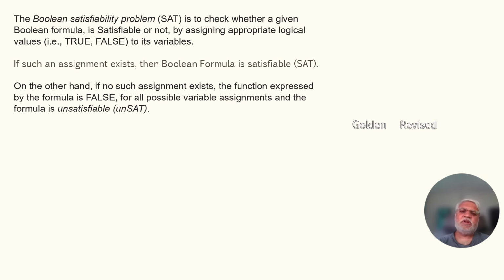The Boolean satisfiability problem is to check whether a given Boolean formula is satisfiable or not by assigning appropriate logical values to its variables. If such an assignment exists, then the Boolean formula is said to be satisfiable. In short, it is called SAT. On the other hand, if no such assignment exists, then the function expressed by the formula is false for all possible variable assignments, and the formula is unsatisfiable, UNSAT.